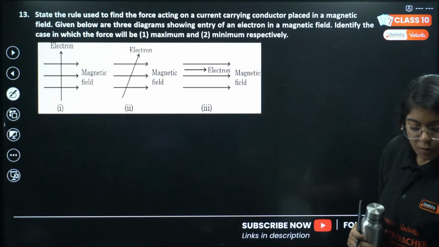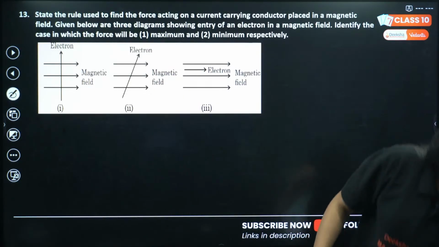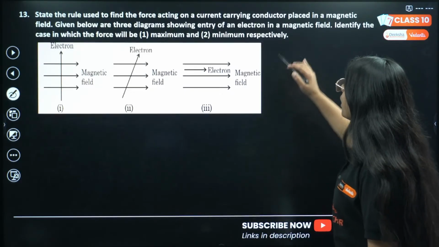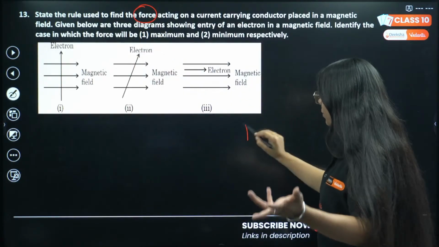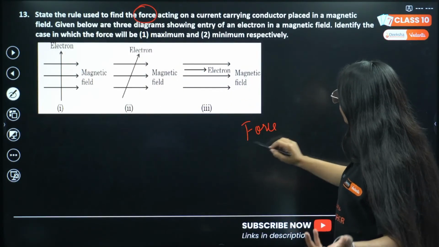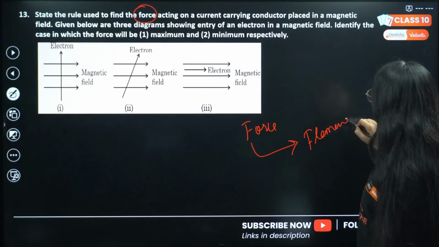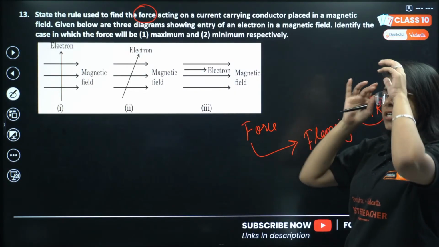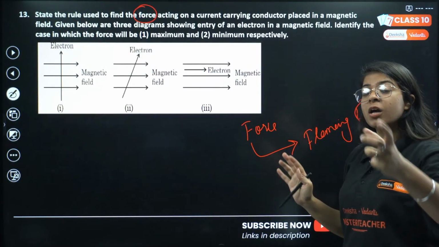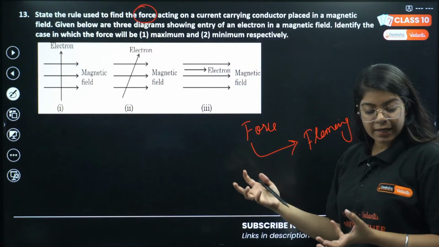Okay, so in here we need to know the rule that is used to find a force. Whenever we need to find a force, I remember it like this: F for force, that is F for Fleming's left hand rule. It's just simple. If you need to find force with the help of a rule, we just have two rules, Fleming's left hand rule or right hand thumb rule.